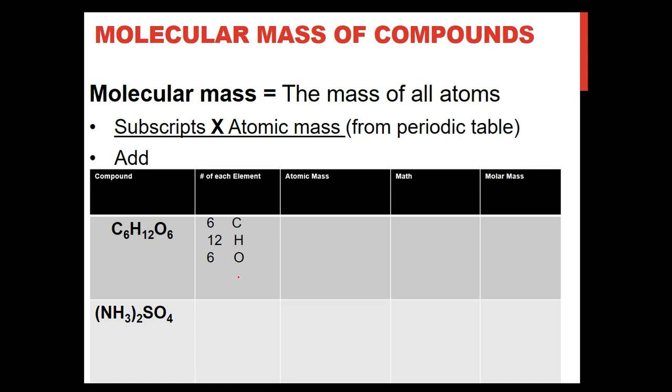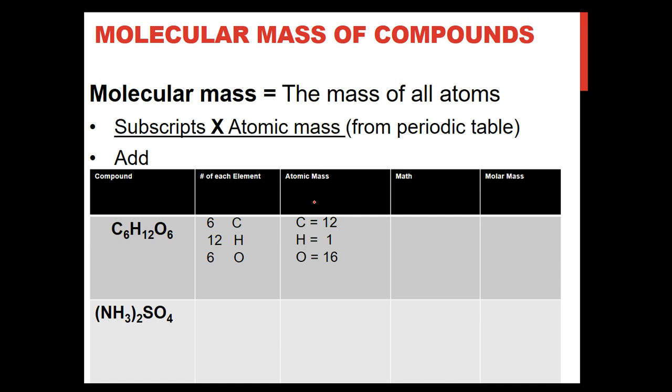But step number 1, if you're walking it out, is how many of each thing. So I'm just looking at the subscripts here. There's 6 carbons, so 6 carbons. There's 12 hydrogens, that goes there, and then 6 oxygens right there. So these are my subscripts. Next is I'm getting the masses from the periodic table.